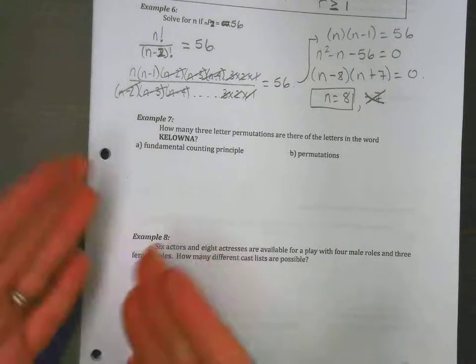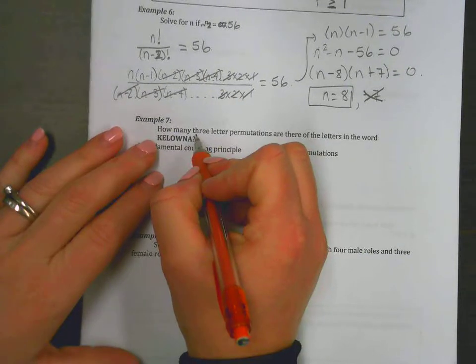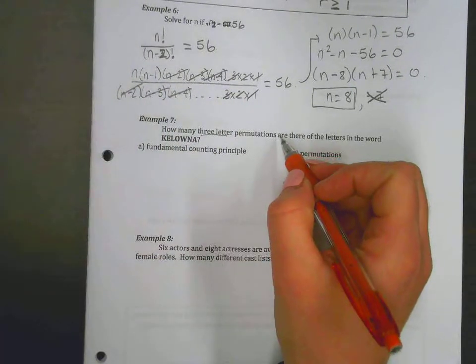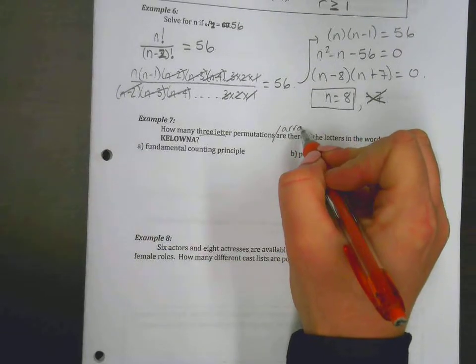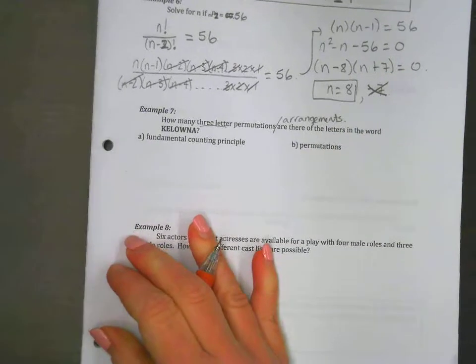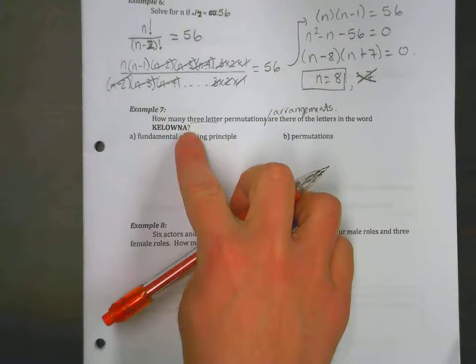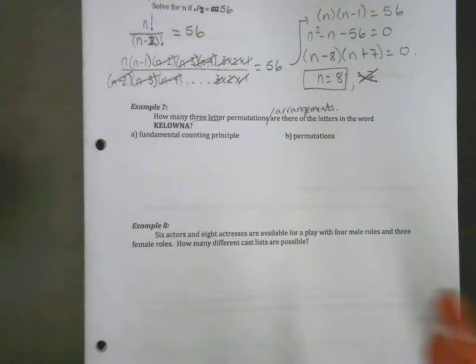So example 7 here, it says how many 3-letter permutations. When you see the word permutations, this means the same as arrangements. So how many different arrangements could be made if I pulled 3 letters out of all the letters in the word Kelowna? Again, these are like Scrabble tiles in a bag. I'm pulling 3 letters out. How many different ways could I arrange 3 out of these 7 letters?